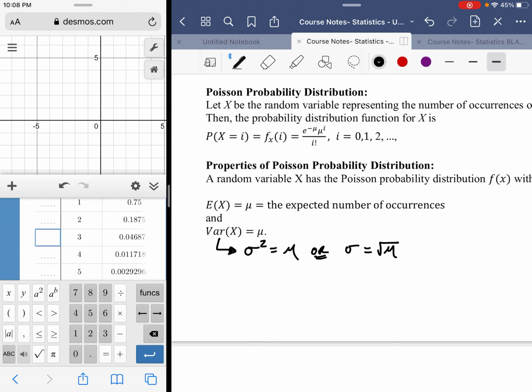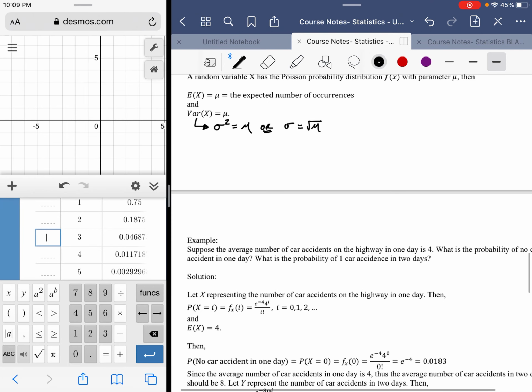Alright, so here's an example, a guided example. Suppose the average number of car accidents on the highway in one day is 4. What's the probability of no car accident in one day? What is the probability of one car accident in 2 days?